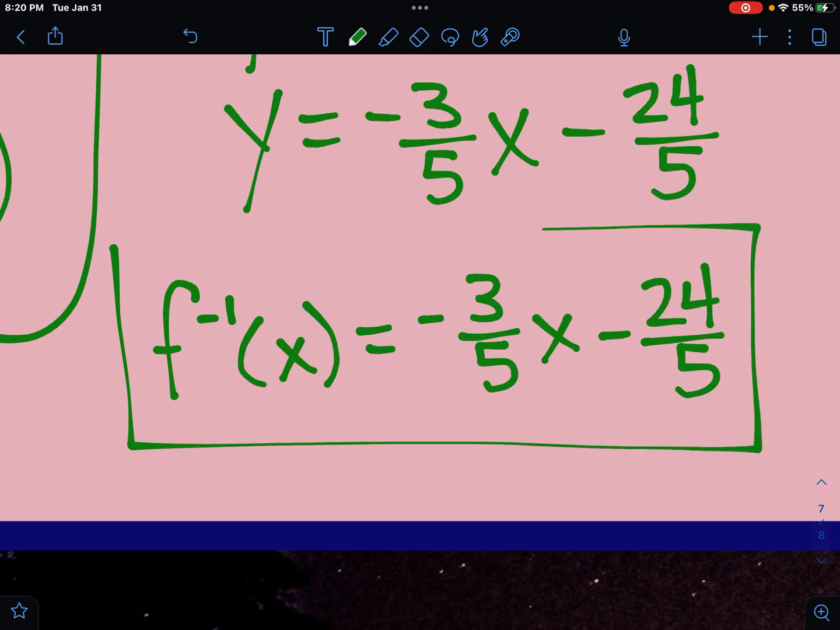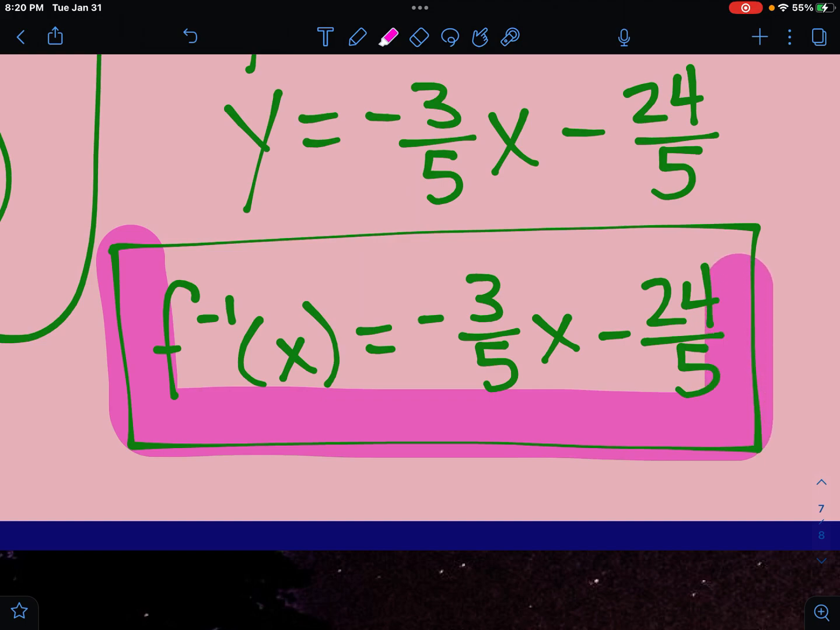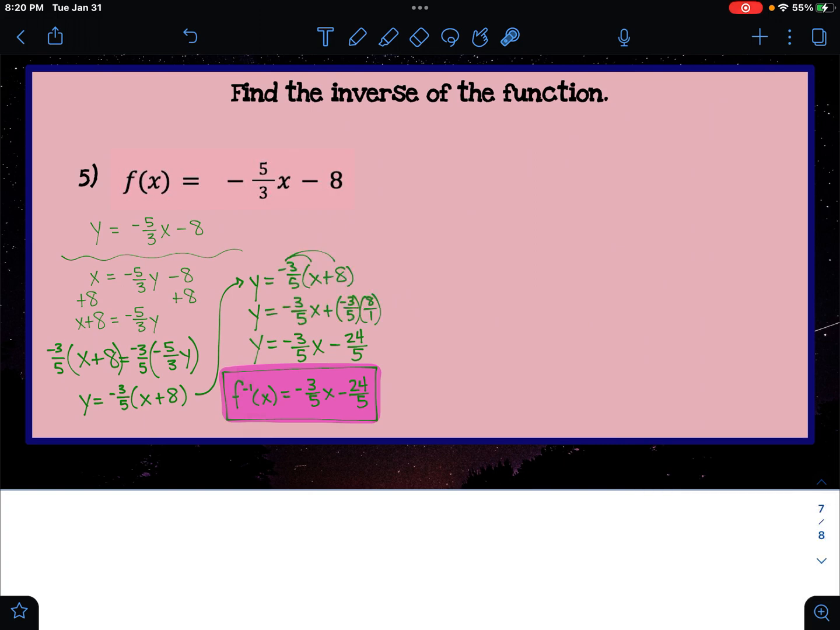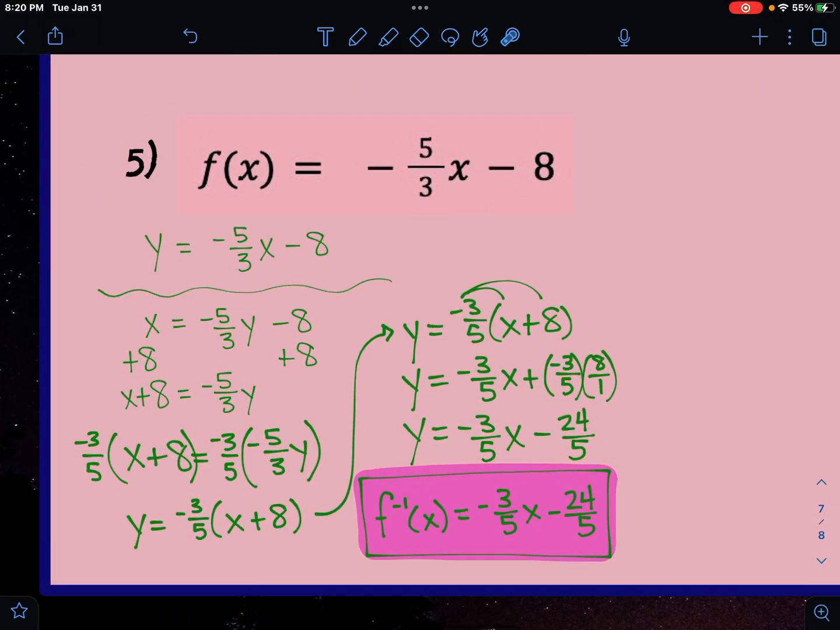Obviously, that 24 over 5, we cannot simplify that. If we could, we would. So you should always, always, always simplify fractions if you can. Okay, so here's a good look at that one.